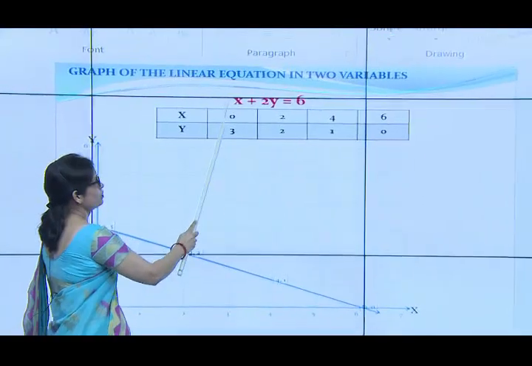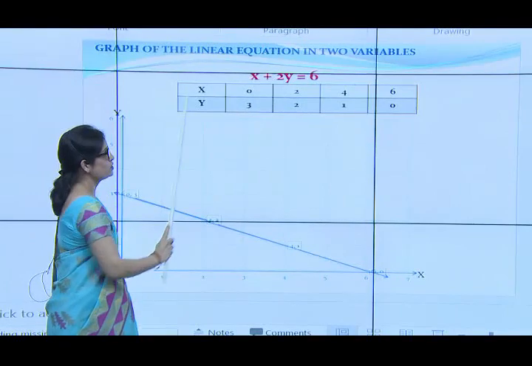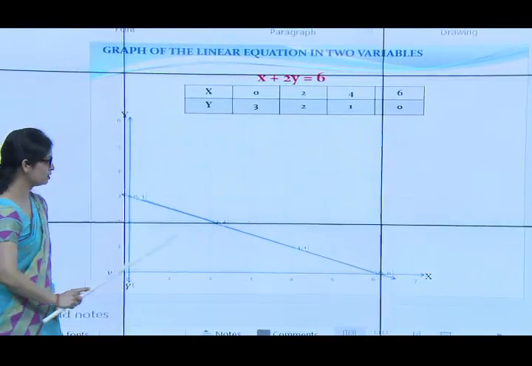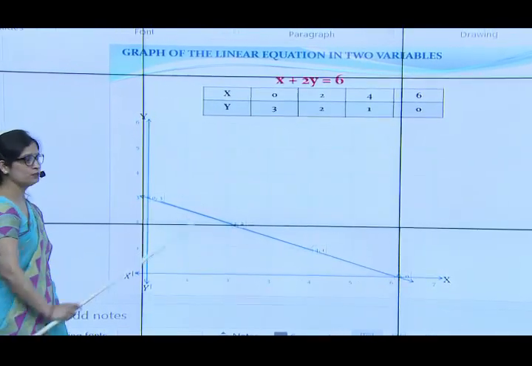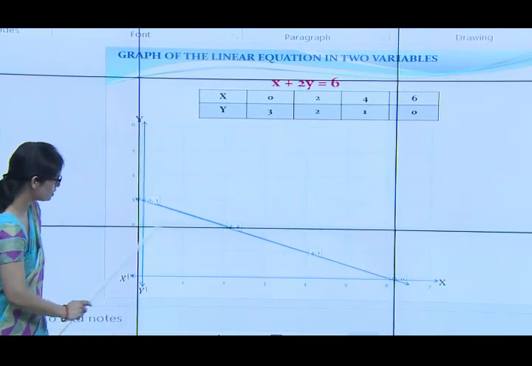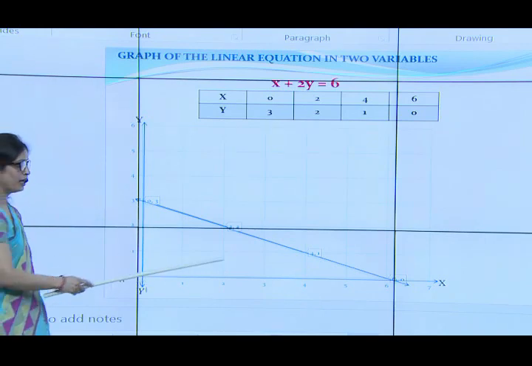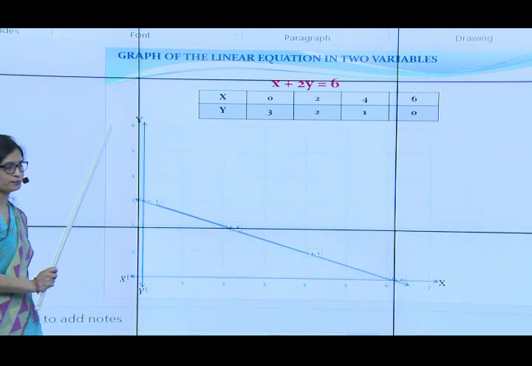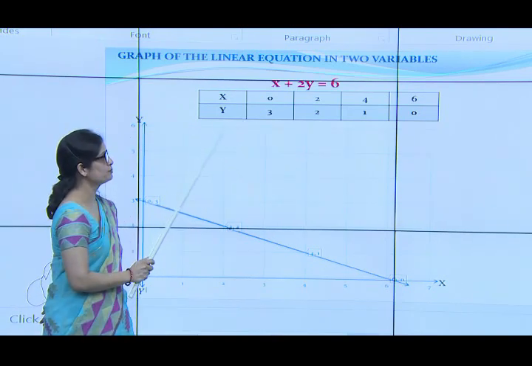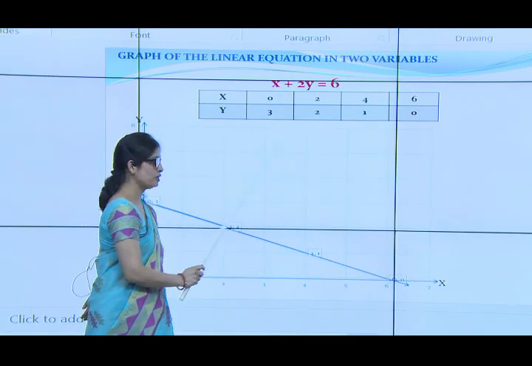Again, consider this equation x + 2y = 6. If we want to draw the graph of this equation, first we find these solutions, then mark these points on the Cartesian plane. Okay, we can see the graph, this graph or this line intersects the x-axis and y-axis at these 2 points. So here a question arises: at what point does the line or the graph of this equation cut the x-axis?